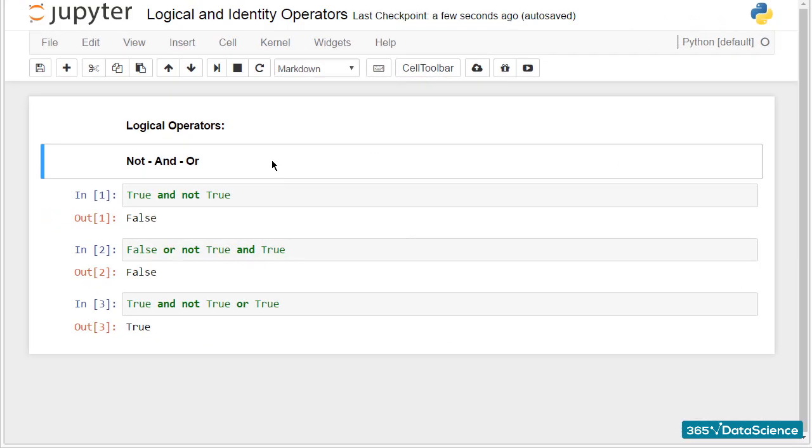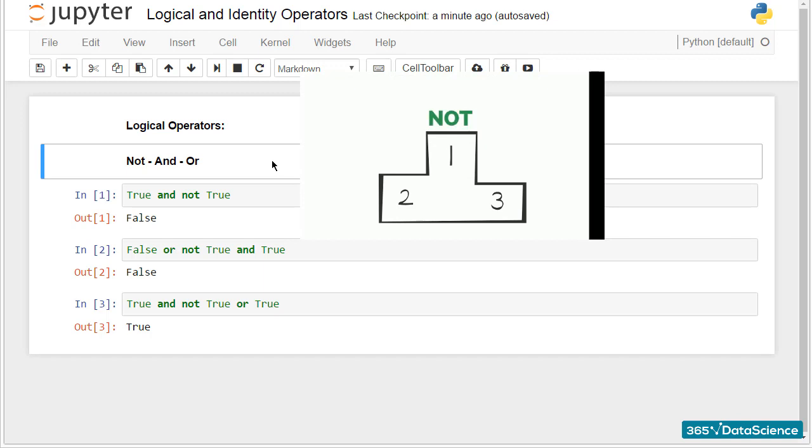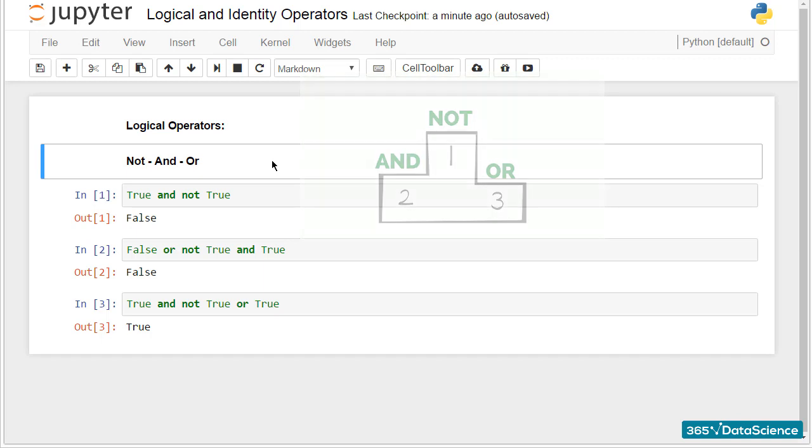The fun starts when you combine these logical operators. In these occasions, you must respect the order of importance of these three operators. It is NOT comes first, then we have AND and finally OR. The examples in these three cells will help you get the right intuition.